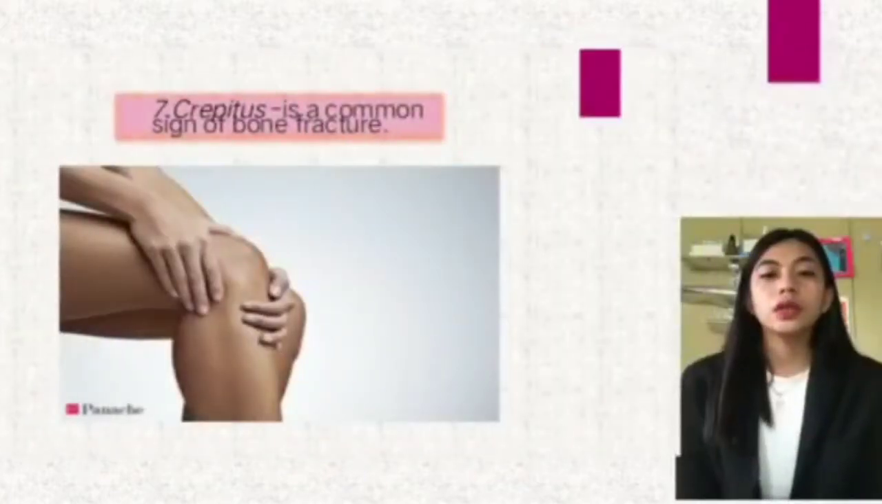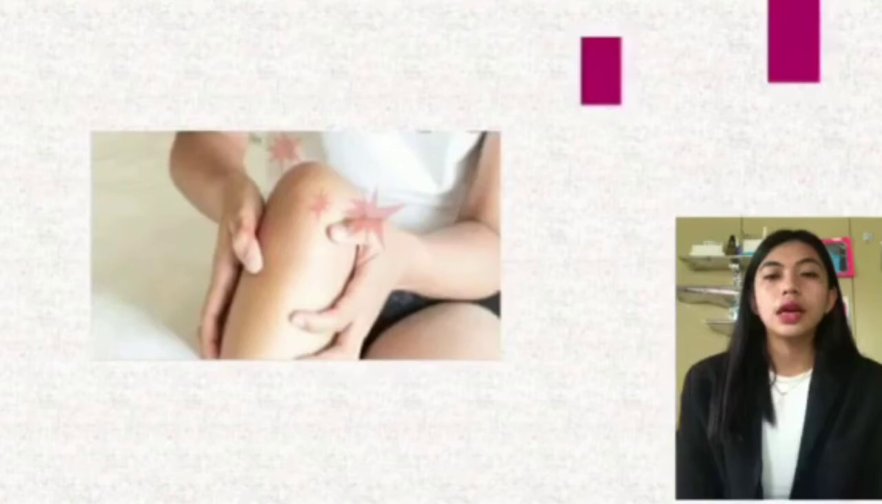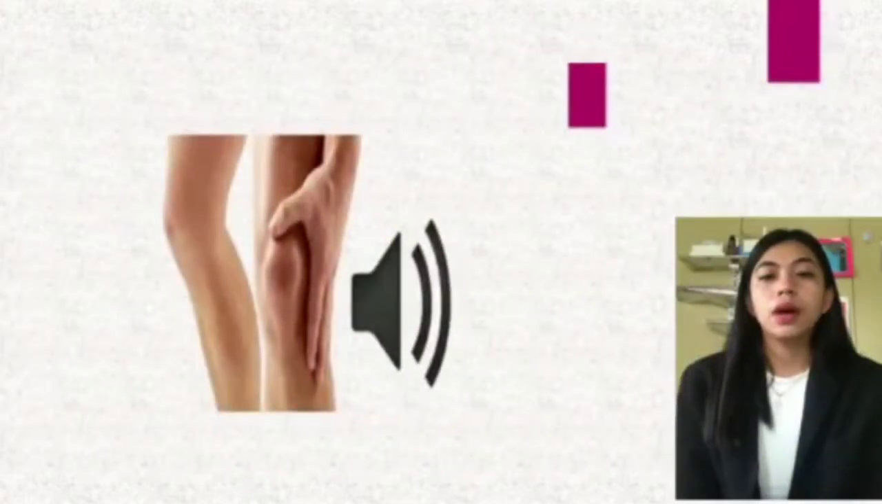Seventh, crepitus is a common sign of bone fracture. Crepitus can easily be created and observed by exerting a small amount of force on a joint, thus cracking it. This is caused by bubbles of nitrogen forming in the synovial fluid bursting.